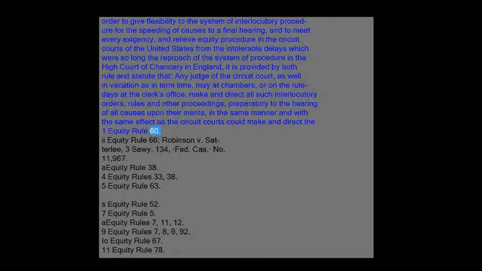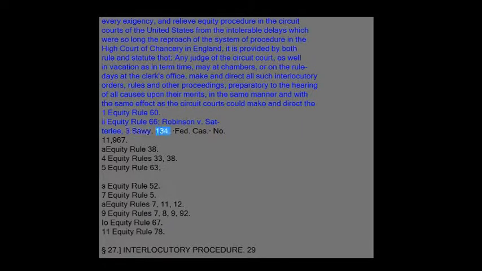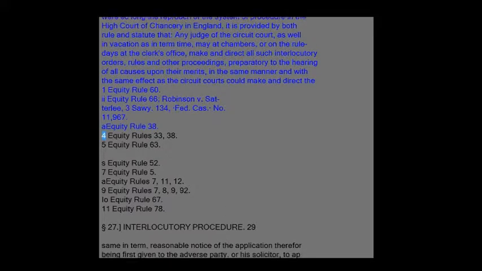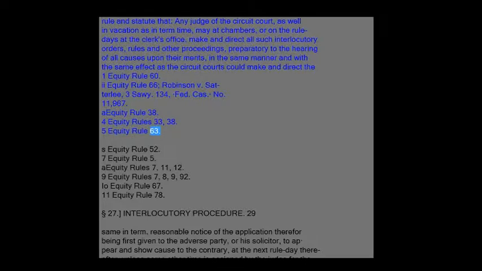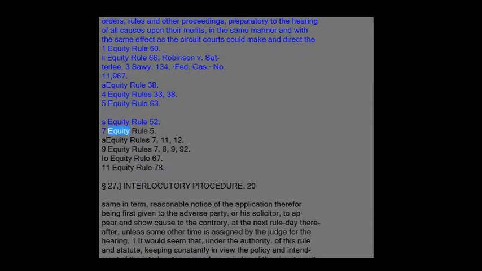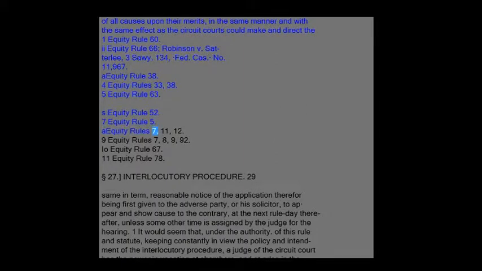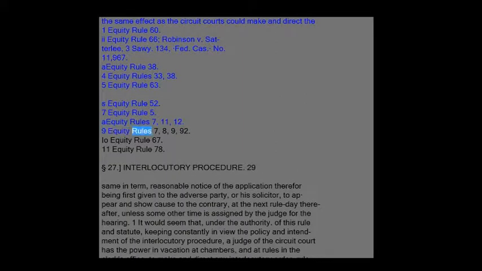1 Equity Rule 60. 11 Equity Rule 66. Robinson v. Satterlee, 3 Say. 134, Fed. Cas. No. 11967. 3 Equity Rule 38. 4 Equity Rules 33, 38. 5 Equity Rule 63. 6 Equity Rule 52. 7 Equity Rule 5. 8 Equity Rules 7, 11, 12. 9 Equity Rules 7, 8, 9, 92. 10 Equity Rule 67. 11 Equity Rule 78. 27. Interlocutory Procedure. 29.